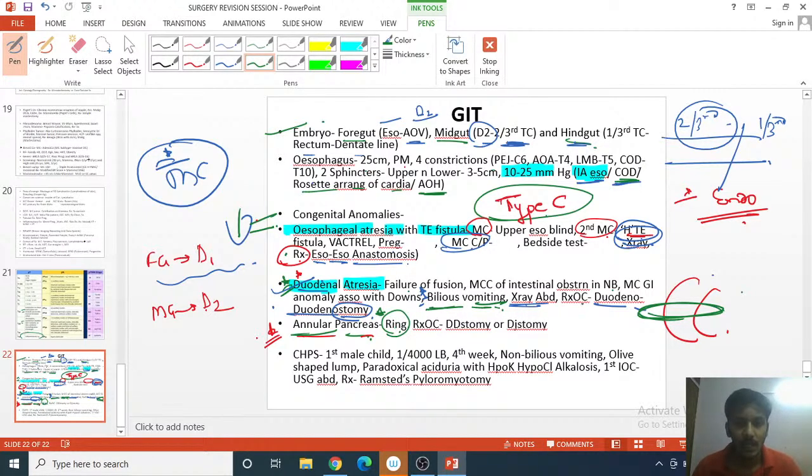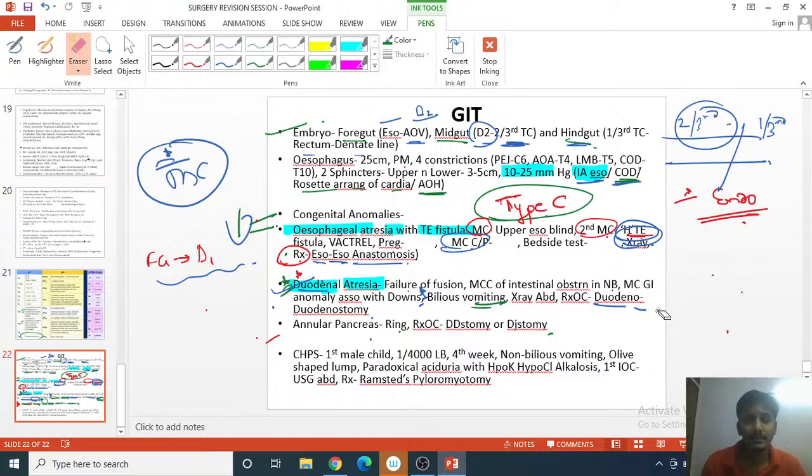To confirm it, apart from X-ray, you need to perform a CT scan also sometimes, and the treatment of choice is your duodenostomy again, or duodenojejunostomy. Okay, please remember this. Then moving further is your CHPS, that is your congenital hypertrophic pyloric stenosis.